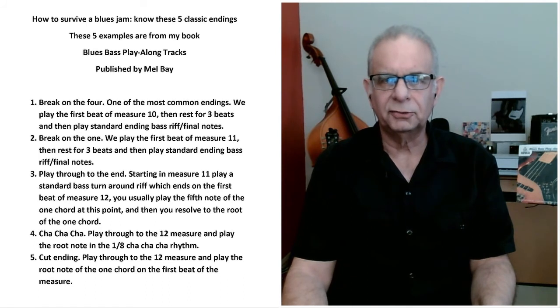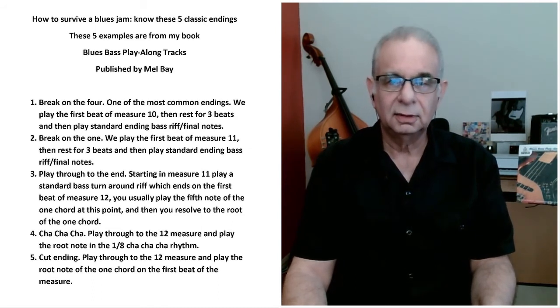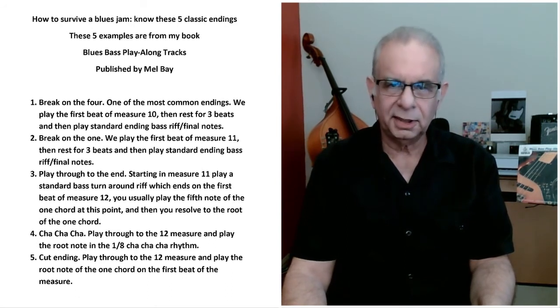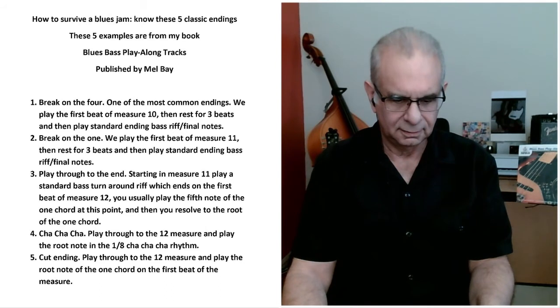In example number 3, we're going to play right to the end. And this is in the slow blues style. So you're going to hear a little bit of how we play the sharp 1 descending to the 1 for the last 2 notes in measure 12. So here we go. Play through to the end.